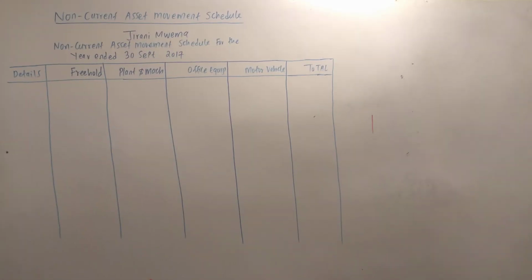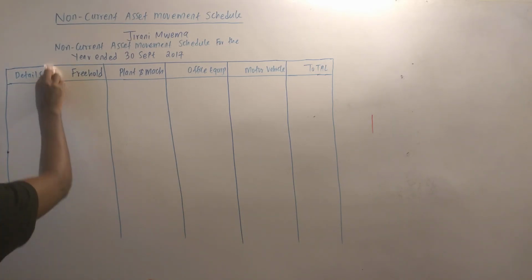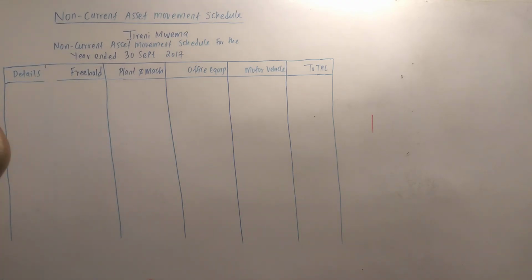So we can do it together. This one is for Jirani Mwema. So that's our format, as you can see, that you are going to use. Maybe I can make this one a little bit bigger.